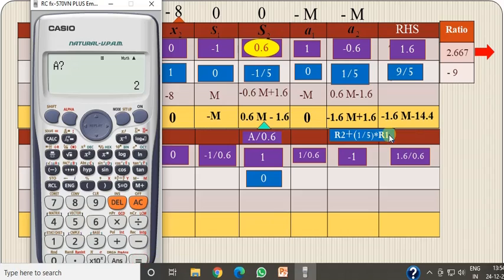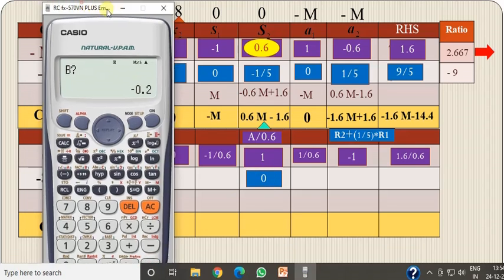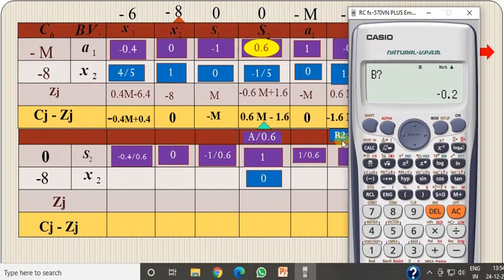What is the value of R1? At that time you always have to take the new value of R1. The new value of R1 is 1, so you can write here 1. So we'll get 0, I can write here 0. Similarly, if we want to calculate the next value, we can write R2. What is the value of R2 here? R2 is 4 upon 5.